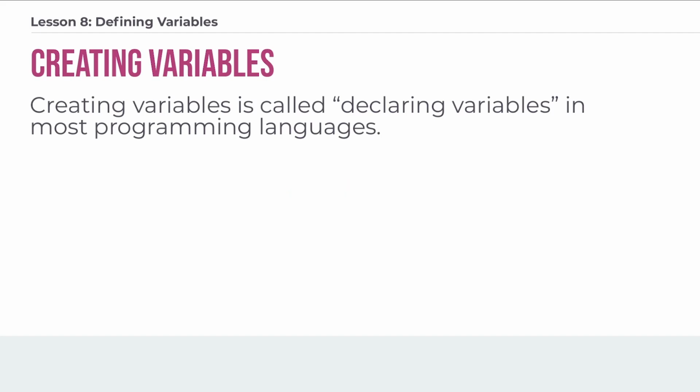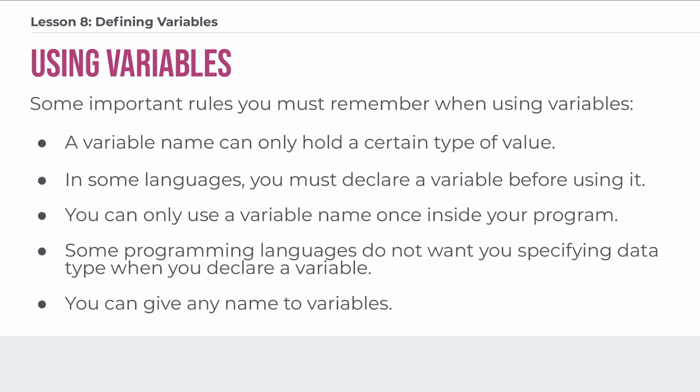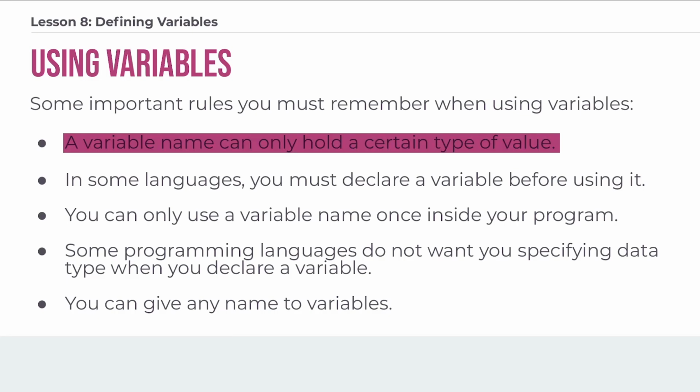Other times you just set the value to the variable and it will be assumed, well, you just set this animal variable to the word cat, so clearly this is going to be a string variable. And it all depends on which programming language you're using and how you need to use that variable. All right, so here are some important things to remember when you are using variables. Your variable name, when you declare a variable, it can only hold a certain type of data. So you can't declare that you have an integer variable and then later on use it to hold a string. You have to maintain the data type.